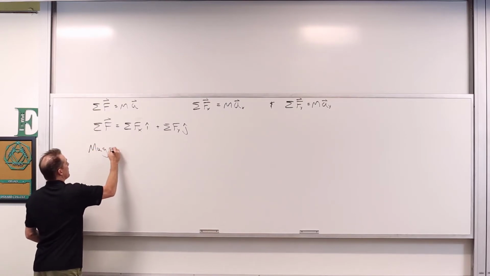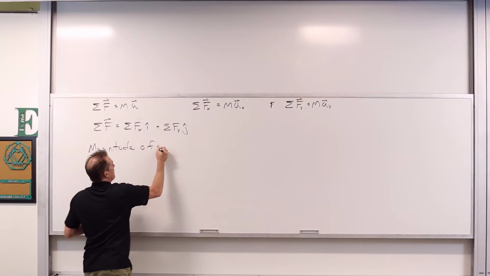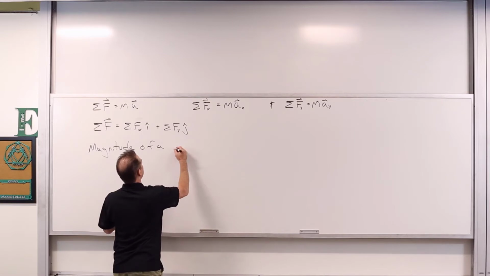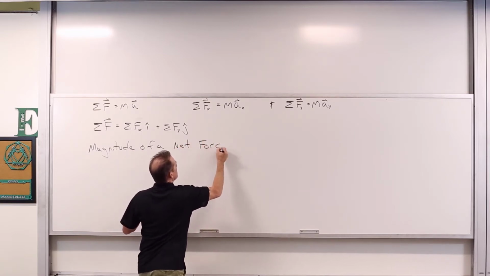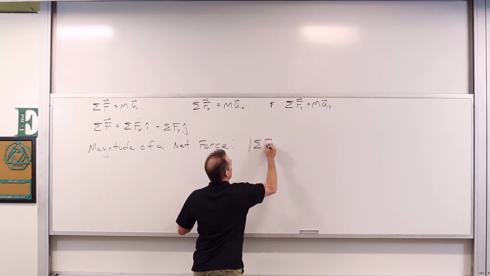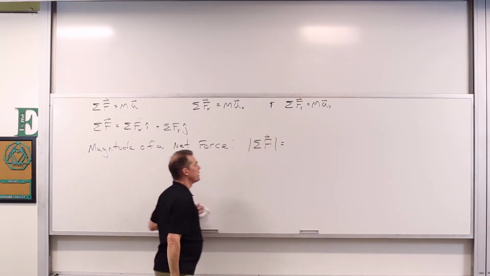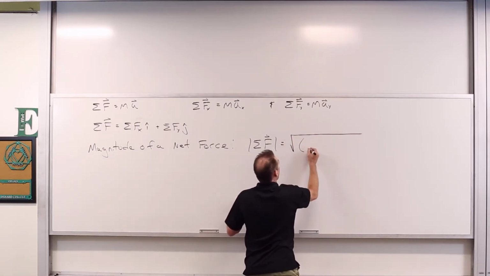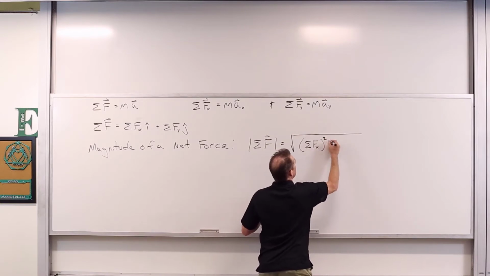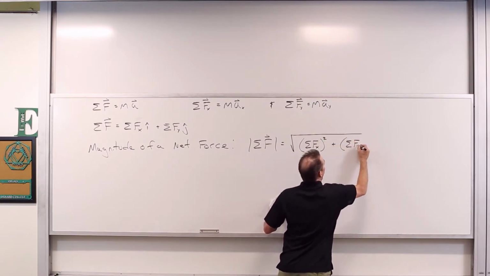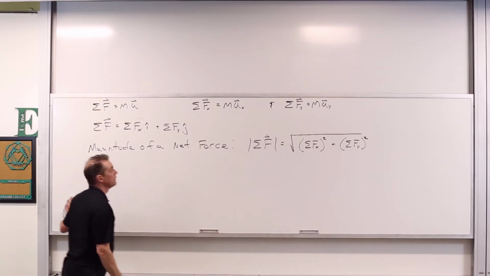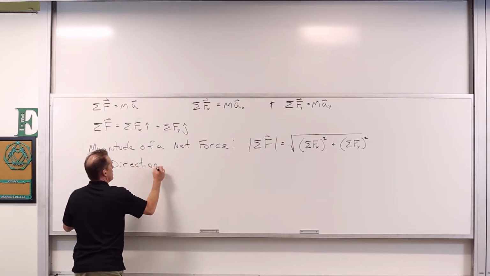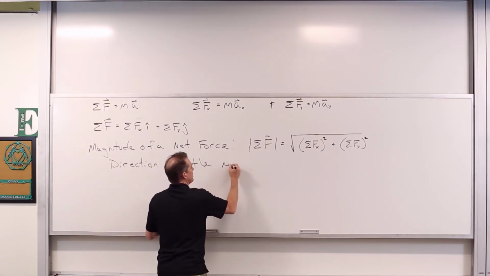So some other things that we could do with this, right? Magnitude of a net force. You have the magnitude of sigma F hat is going to be equal to the square root of the sum of the squares of the x and y components. So we can do the square root of sigma F sub x squared plus sigma F sub y, quantity squared. And we can get the direction of the net force.